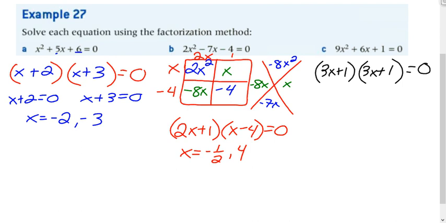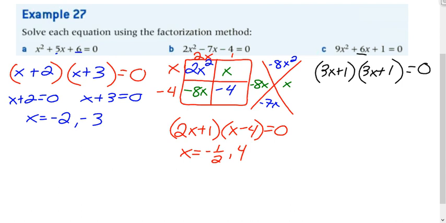3x times 3x is 9x squared. 3x times 1 is 3x. 3x plus 3x gives you 6x, and 1 times 1 is 1. And what this ends up being is a binomial squared. 3x plus 1, quantity squared. And we'll look for that in certain problems.